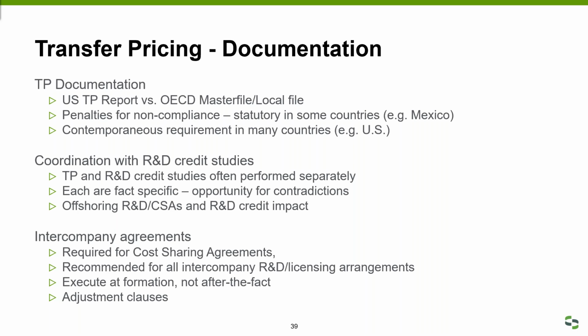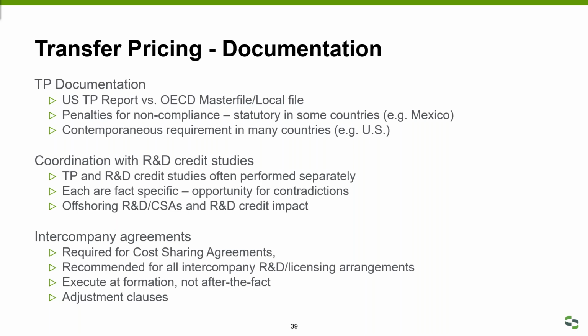In the U.S., the penalty is, you can get out of the penalty if you have a contemporaneous documentation that goes along with your tax return. So if you have completed your transfer pricing study and you put it in the files and it's contemporaneous with your U.S. tax return and it meets the necessary requirements, even if the IRS does make an adjustment to your transfer pricing, you would not face penalties.